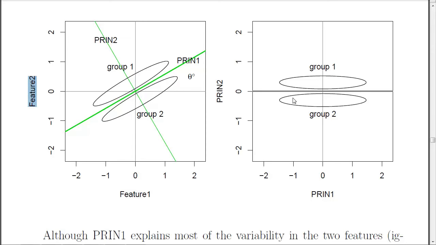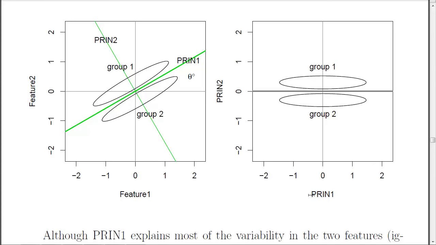So if we do a rotation now and look at just the principal components, here's principal component 1 along the horizontal axis, and now these two groups overlap perfectly. You have lost the ability to distinguish these two groups at all.